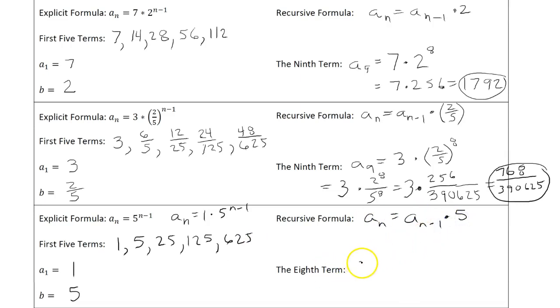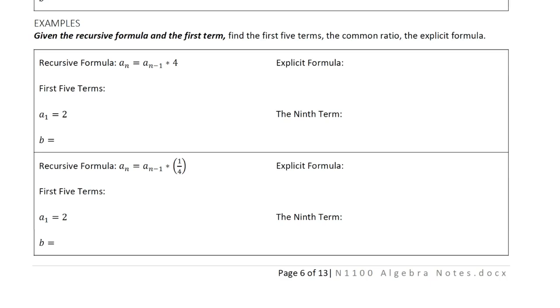To find the 8th term, use the explicit formula. A sub 8 equals 1 times 5 to the 7th power. Break out the calculator. 5 to the 7th equals 78,125. When we begin with the recursive formula, we have to be given the first term also, because the formula only has the ratio. We get the ratio from the formula, which is 4.